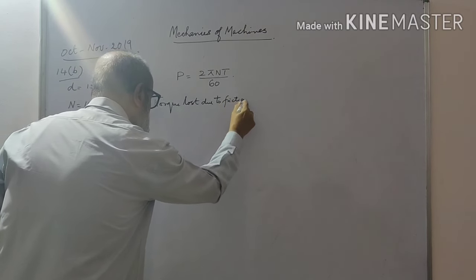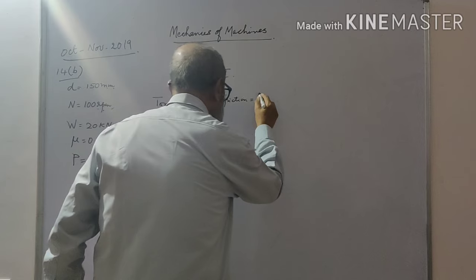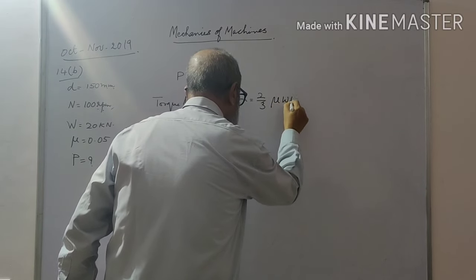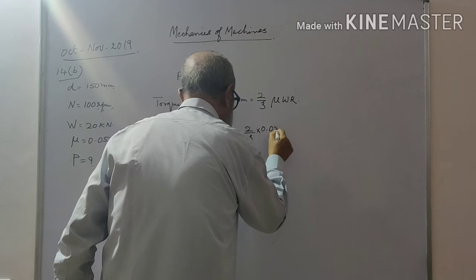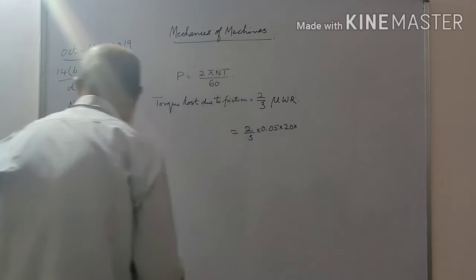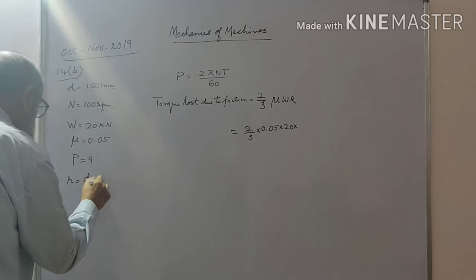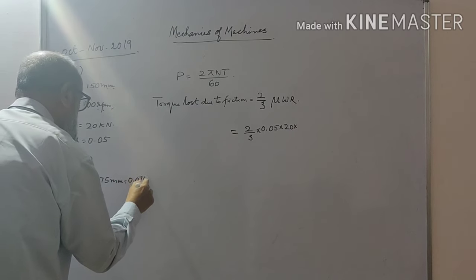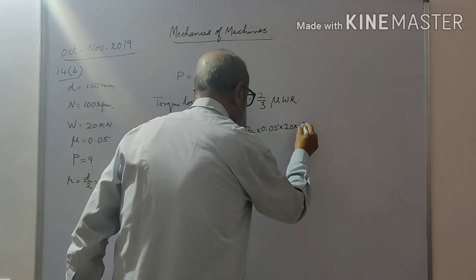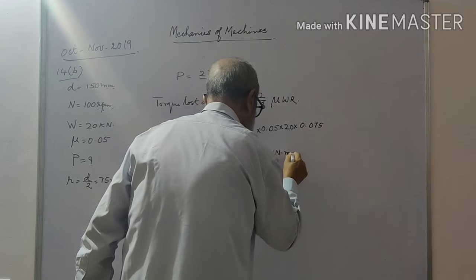Friction is, he says, assume uniform pressure. Normally in bearings we assume uniform pressure. It will be 2 by 3 mu W R. Mu is given as 0.05, W is 20 kN, R is half of D, R is D by 2, that will be 75 mm, or it will be 0.075 meters. So if I substitute it in meters, 0.075, I will get this in kilonewton meter.